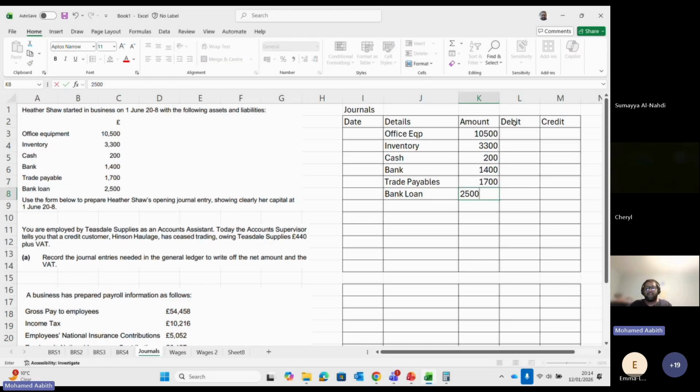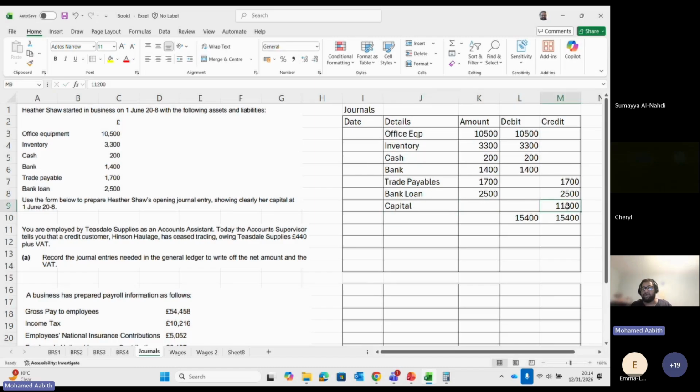So if I'm going to put them in debits and credits now, we have 10,500, 3,300, 200, 1,400, and then 1,700 and 2,500. This is how we do it. But the problem is, if you look at the debits and credits, the sum of that one and the sum of that one is not matching. Why? Because the difference between them is the capital amount, which is the missing figure. So the capital is going to be the difference between those two. It's going to be 11,200 pounds.